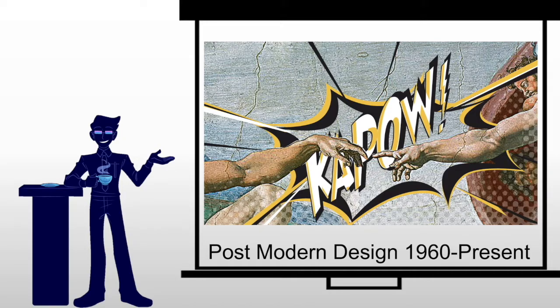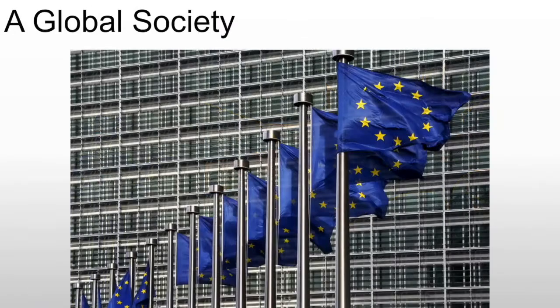And now we're entering into what's known as postmodern design. Look at 1960 to present. And this opens up a lot of questions. What is postmodern? Why do we consider this period of 1960 to present to be postmodern? And what comes next? And all of these are going to be answered over the next series of videos.